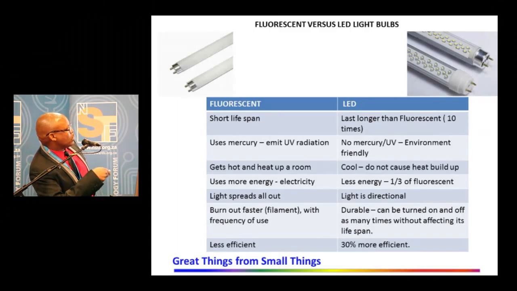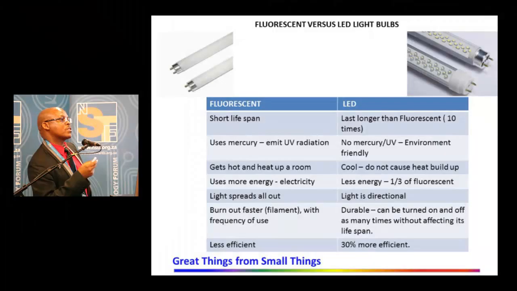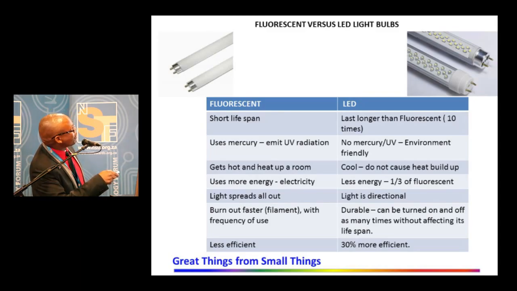So I just want to compare the fluorescent lamps with the LED lamps here. The ones that we are using currently here, they have a short lifespan. They have mercury, which means if one of these breaks, we will have to leave this room because mercury is going to be liberated and it's a harmful gas. But if you look at the LEDs, we don't use mercury, so they are environmentally friendly. We use less energy, and the light is also directional. They are 30% more efficient than the ones that we have here.